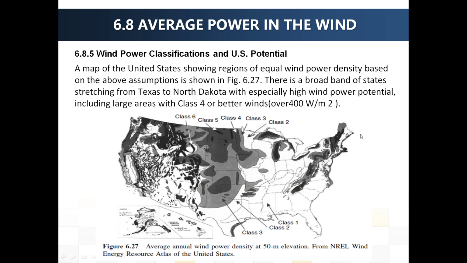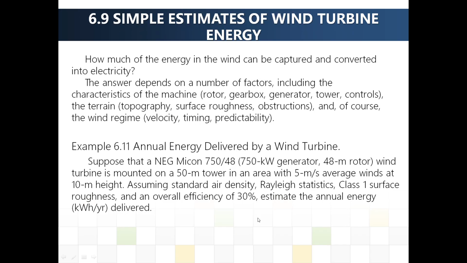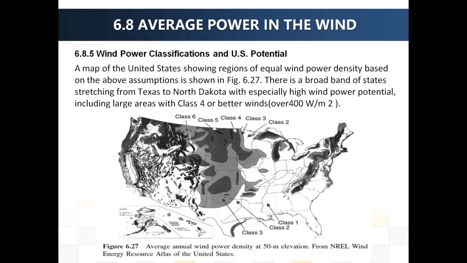This map shows the regions of the United States of equal wind power density based on the above assumptions. There is a broad band of states stretching from Texas to North Dakota, especially with high wind potential, including a large area in class 4, the better wind, over 400 watts per square meter. Now we complete section 6.8.